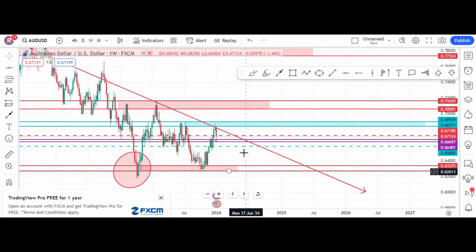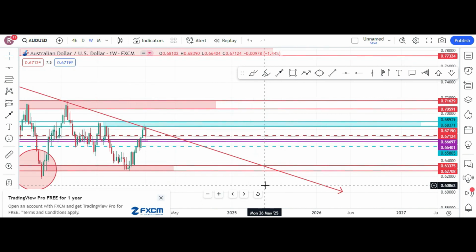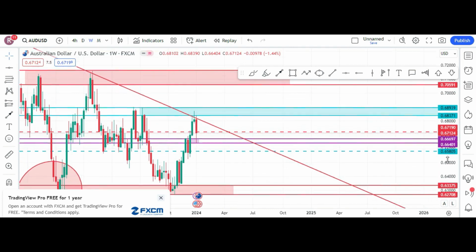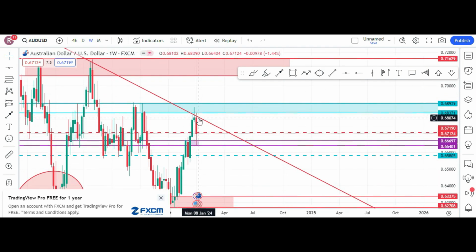Okay, guys, now it is trying to break this trend line, this monthly trend line, and once it touches the trend line, I draw the trend line based on this one, not this one. This is the current, so the current we are not going to take into consideration. It is trying to touch the current. The current one is trying to break, and it has been pushed back.